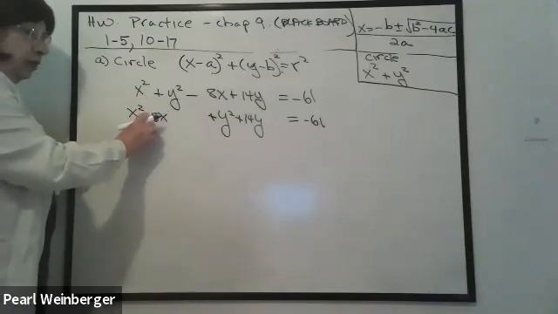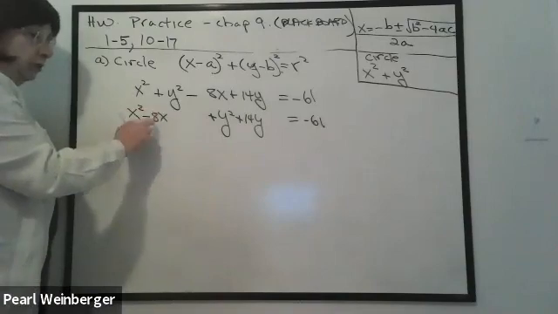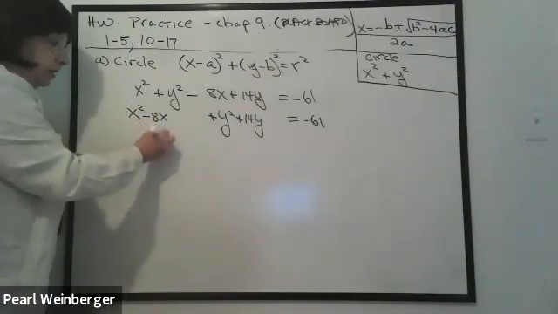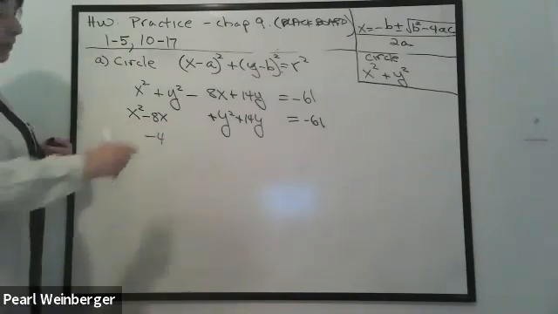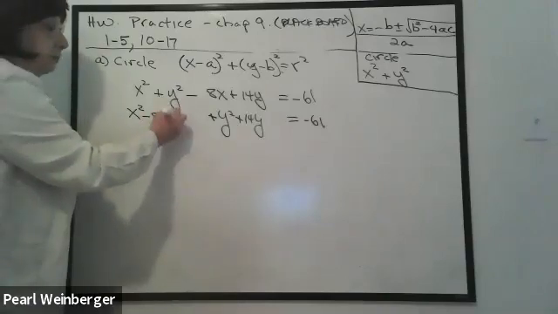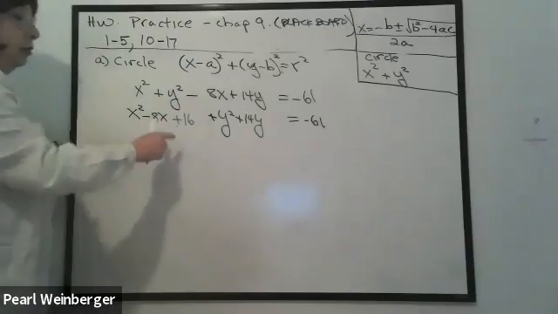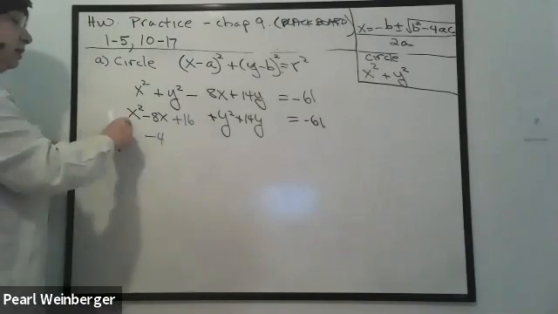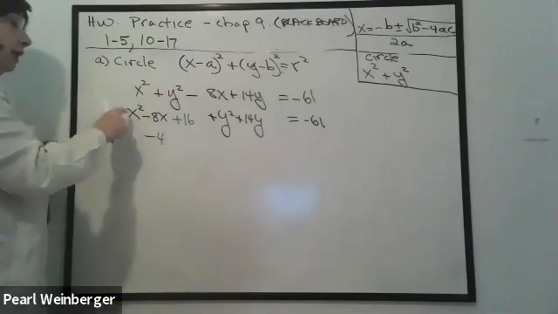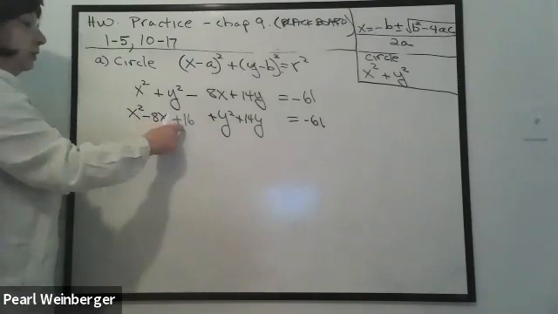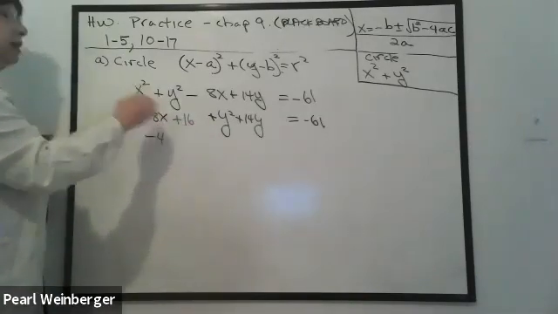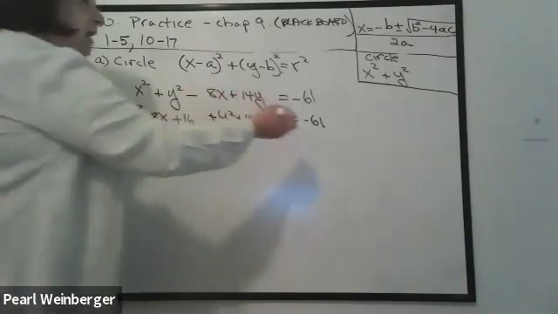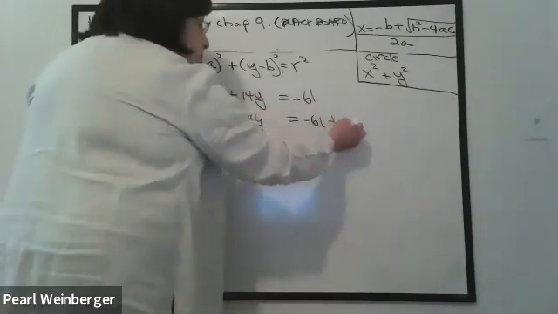Remember what you do. You take the number in front of the x term, which in this case is -8, and divide it by 2. That gives me -4. Then you multiply that number by itself. -4 times -4 is +16. You add 16 to make this into a trinomial, x squared minus 8x plus 16, which is a perfect square. But since I added 16 to the left side of the equation, I have to add 16 as well to the right side.